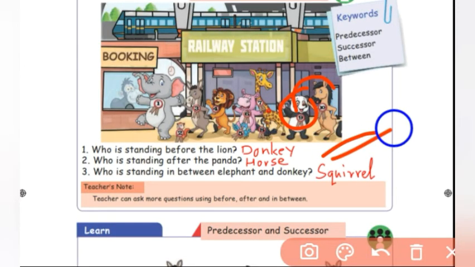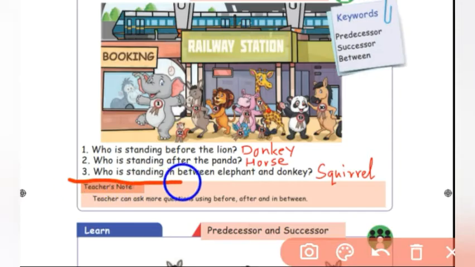It's a horse. You can write here horse. Who is standing in between elephant and donkey?